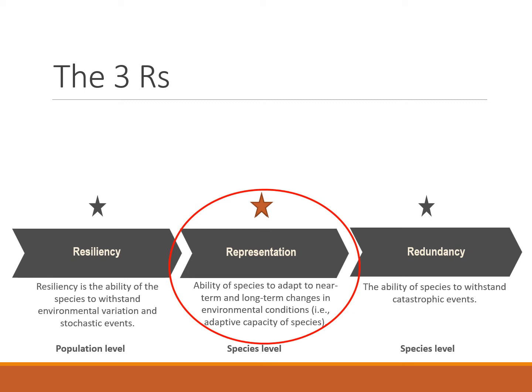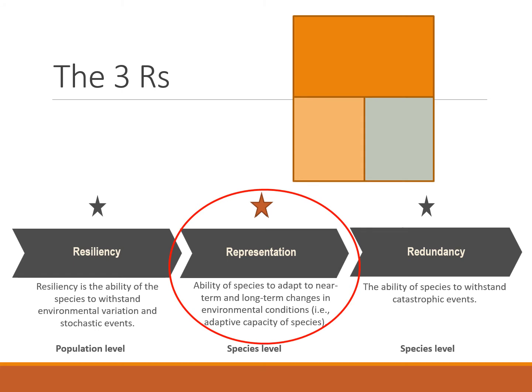Moving on to representation. Representation is measured now at the species level, and it's the ability of the species to adapt to near-term and long-term changes in environmental conditions. So this is also known as adaptive capacity of species, a lot of times in conservation biological circles. So basically what it is, if you have 3 units of some kind of variation within the species, so I'm going to talk about these further, but let's pretend this is genetic right now. And you have all of your little skunk people in 1 unit of that type of variation.